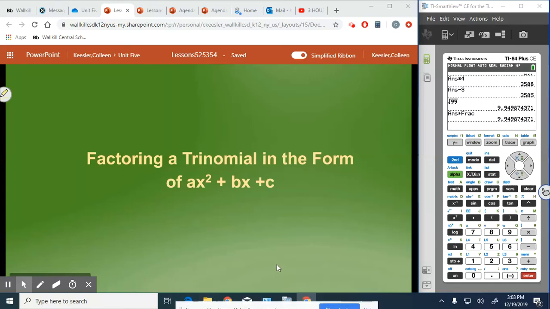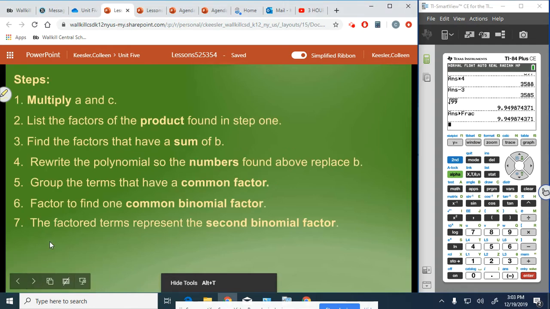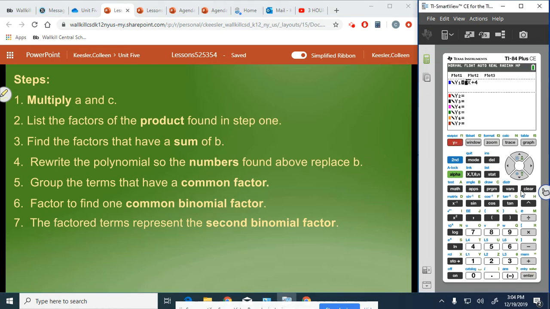Hey gang, today we'll be factoring a trinomial in the form of ax squared plus bx plus c. Your steps to do this are to first multiply a and c. That's the first term and last term of the trinomial. Second, you're going to list the factors of the product found in step 1. You can use your calculator to do this by using the divide by x feature in your y equals.